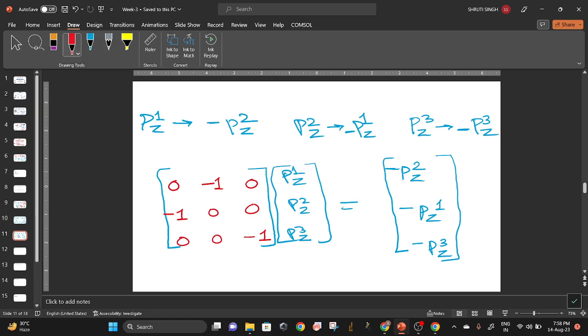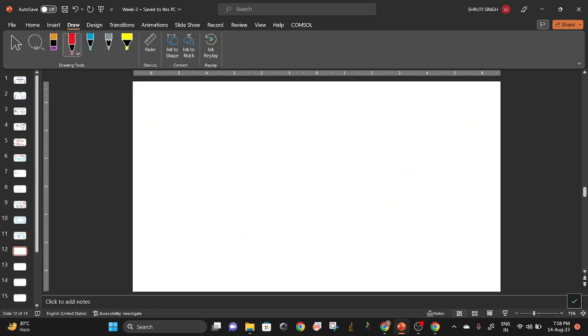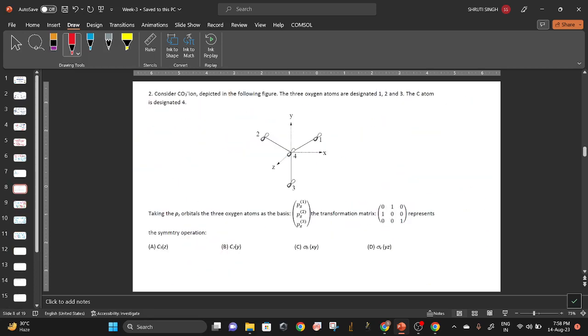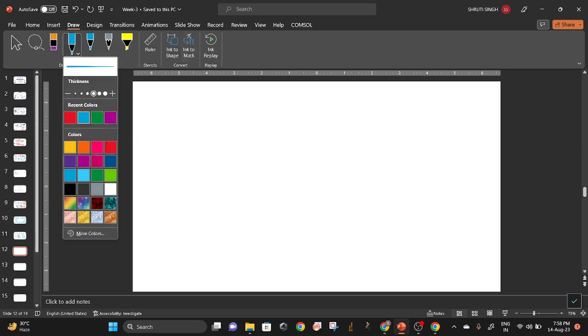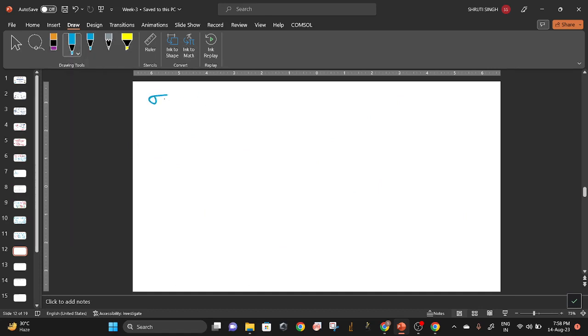Okay, then third is sigma h, x and y. So this one is what? Molecular plane. Yes. So in this, what will happen?